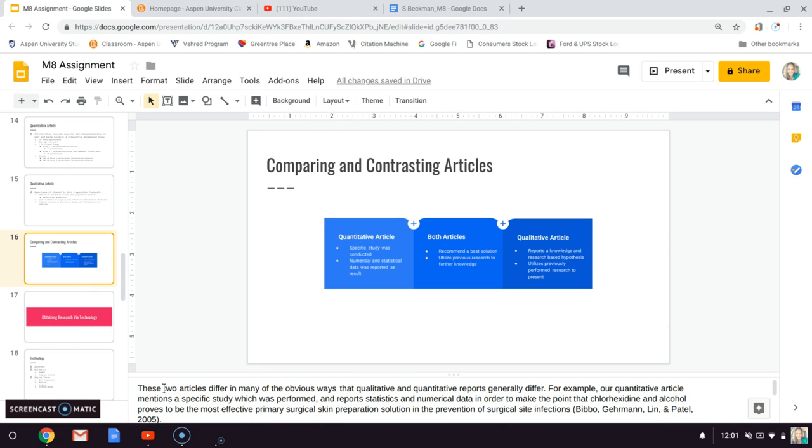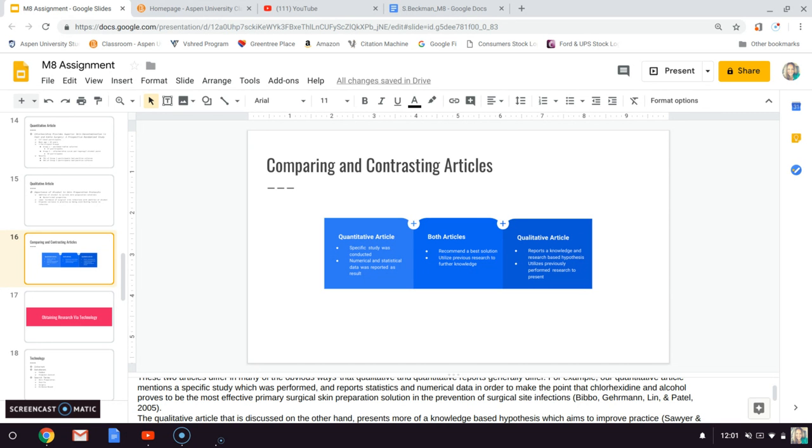These two articles differ in many of the obvious ways that qualitative and quantitative reports generally differ. For example, our quantitative article mentions a specific study which was performed and reports statistics and numerical data in order to make the point that chlorhexidine and alcohol proves to be the most effective primary surgical skin preparation solution in the prevention of surgical site infections.